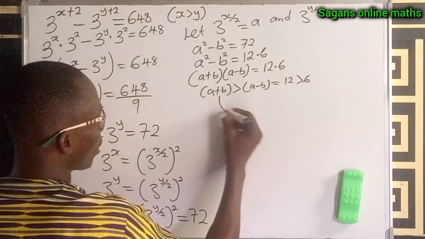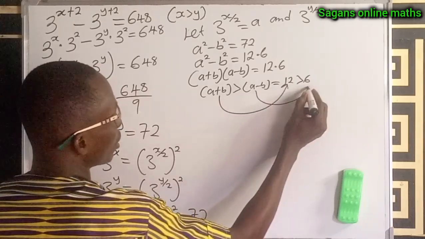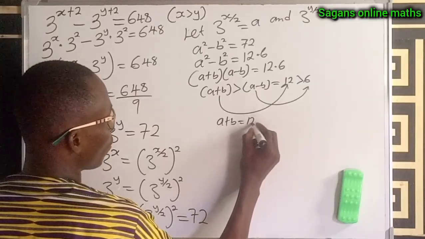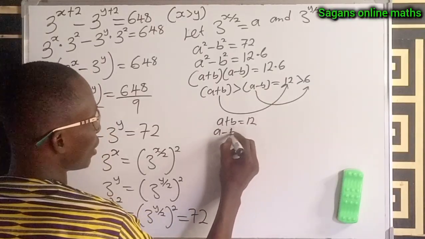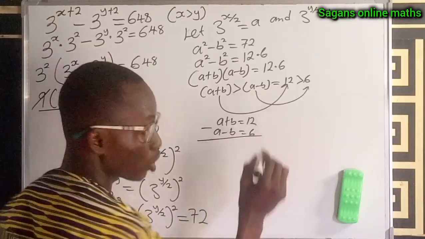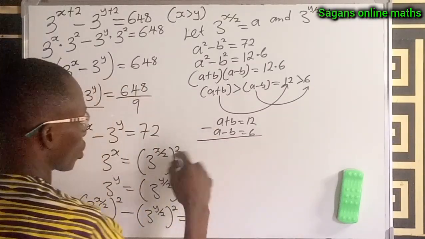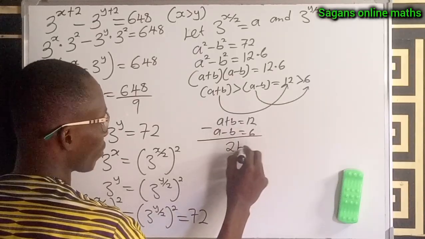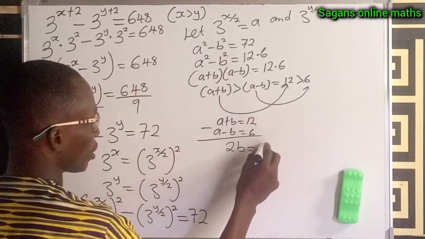So by comparing this to this, or equating this to this, we see that a plus b is equal to 12 and a minus b is equal to 6. Let's use the elimination method, so we verify this is simultaneous equations. So a minus a is gone. Minus times minus is plus. b plus b will give us 2b equals 12 minus 6, which is 6.